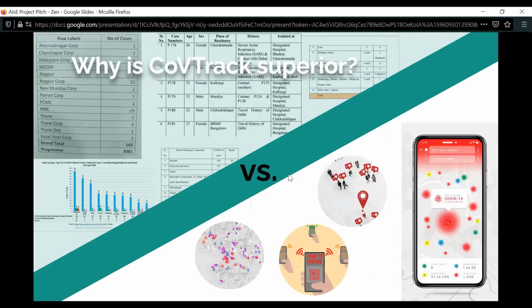Now you may ask, why is COVID track superior to the technologies that we already have now? So according to my research, what happens now is the public health department simply calls the person who's tested positive for the COVID-19 virus, and they just ask random information. And it's not really efficient because we are just humans and we can't really process all that data, analyze it, find out the patterns and compare it with previous data.